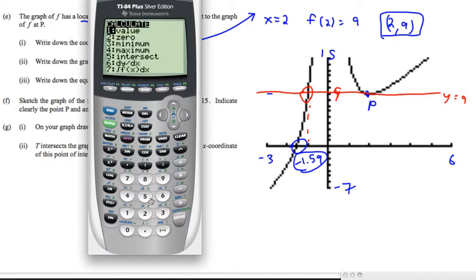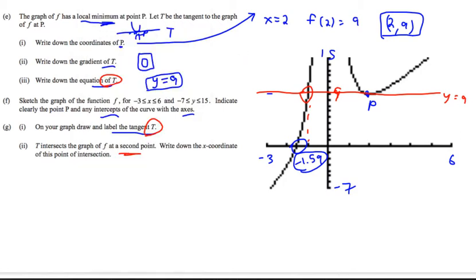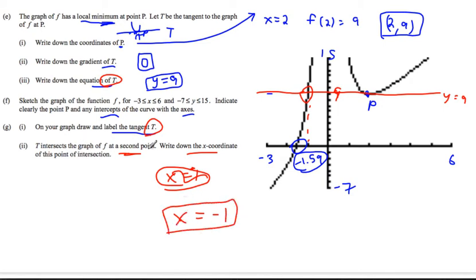So I find the intersection. I come over, so I don't find the first one. I want this second one. Keep coming. Eventually we'll see the cursor. And on a Casio, this is even easier because it finds it right away. There, x equals -1. Alright. So the x-coordinate of that second point is x equals -1. Let's write that a bit more clear. X equals -1. So T intersects the graph at the second point. Write down the x-coordinate, not the coordinates, but the x-coordinate of the point of intersection. X equals -1. Good. And that about wraps it up.